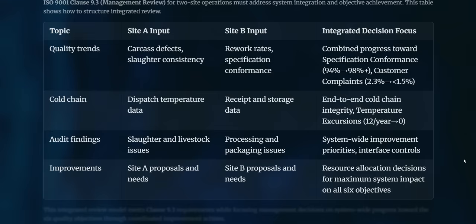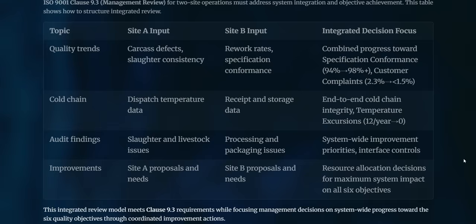The fourth topic in our two-site review is improvements. The inputs from Site A will be Site A proposals and needs. Similarly, for Site B, the input will be Site B proposals and needs. The integrated decision focus for improvement here will be resource allocation decisions for maximum system impact on all objectives. This integrated review model meets Clause 9.3 requirements while focusing management decisions on system-wide progress toward the quality objectives through coordinated improvement actions.